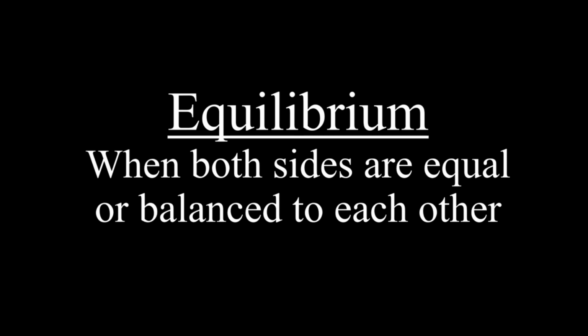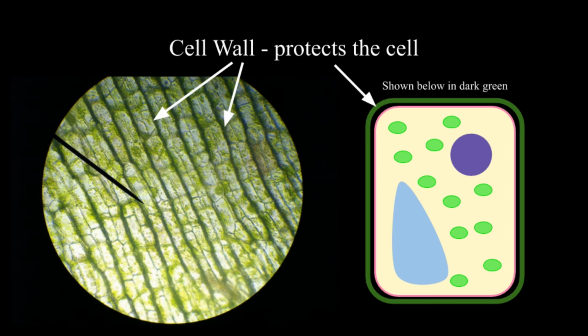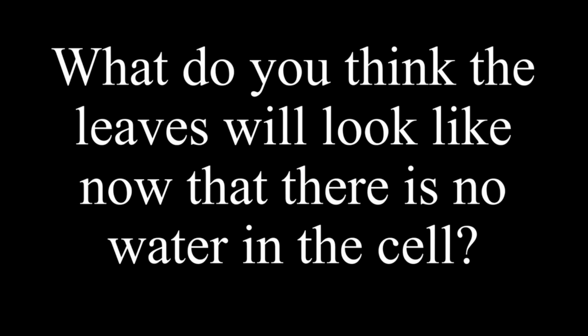When the cell tried to create this balance, the cell membrane detached and shrank away from the cell wall as water left through the cell membrane. Remember, the cell wall is rigid and does not move. This forced everything in the cell to gather in the center. What do you think the leaves will look like now? Pause the video now to discuss.